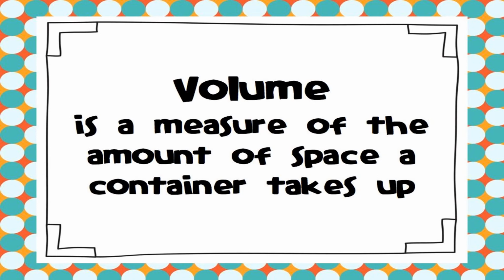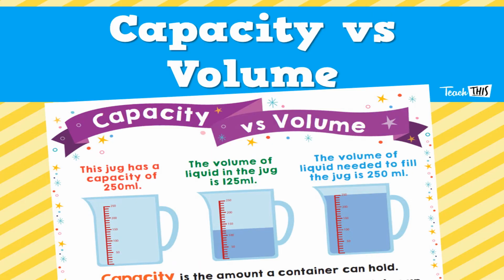Now, to understand both of them together, capacity and volume, let's look at the next picture. So you have here capacity versus volume. If you look at this jug here, it says the jug has a capacity of 250 ml. You can see here, you can fill it maximum to 250 ml. The volume of liquid in the jug is 125 ml. So, although you can fill up to 250, that is the capacity, you have filled it up to 125. So, that is the volume.